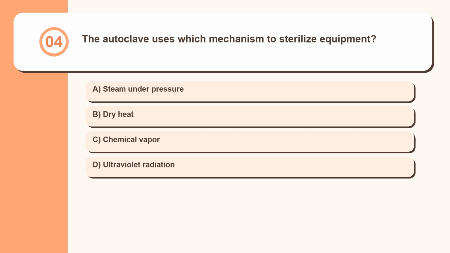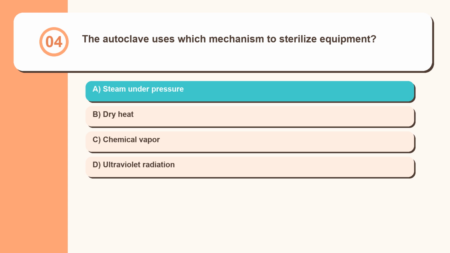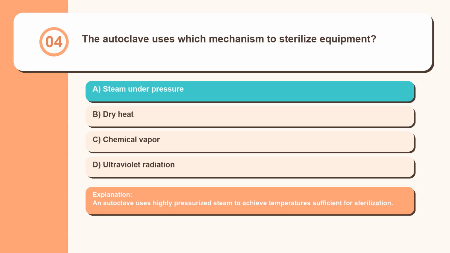Question 4. The autoclave uses which mechanism to sterilize equipment? Steam under pressure, dry heat, chemical vapor, ultraviolet radiation. An autoclave uses highly pressurized steam to achieve temperatures sufficient for sterilization.